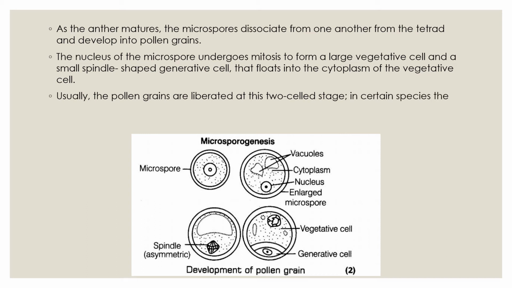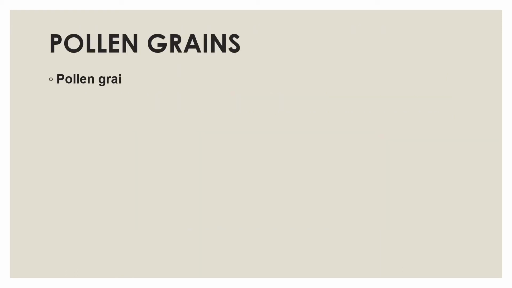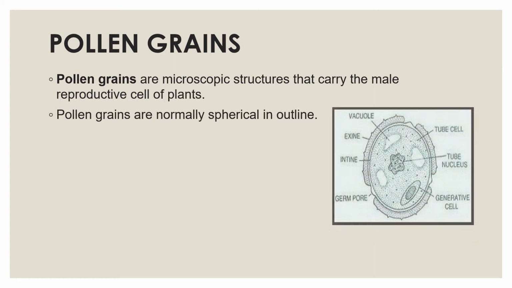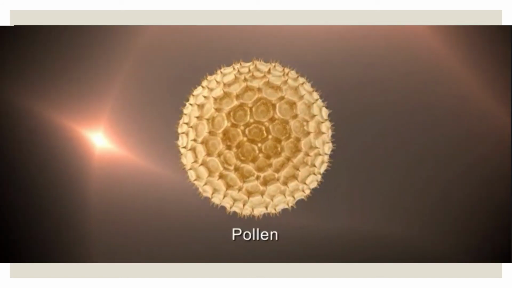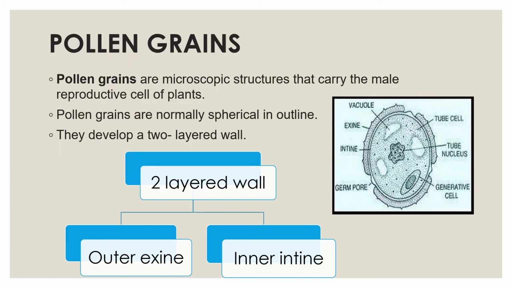In certain species, the generative cell divides mitotically to form 2 male gametes, and the pollen grains are 3-celled during liberation. Now this brings us to the last stage of pollen grain formation, that is pollen grains. Basically, pollen grains are microscopic structures that carry the male reproductive cell of plants. Pollen grains are normally spherical in outline. They develop a 2-layered wall comprising outer exine and inner intine.